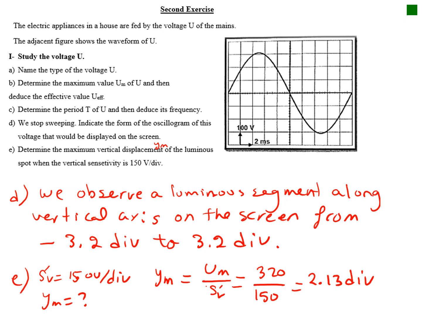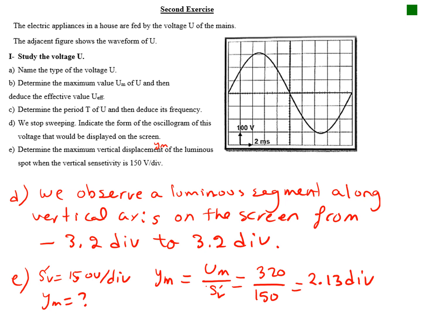D. We stop sweeping. Indicate the form of the oscillogram of this voltage. What would be displayed on the screen? We observe a luminous segment along the vertical axis on the screen from minus 3.2 division to 3.2 division.